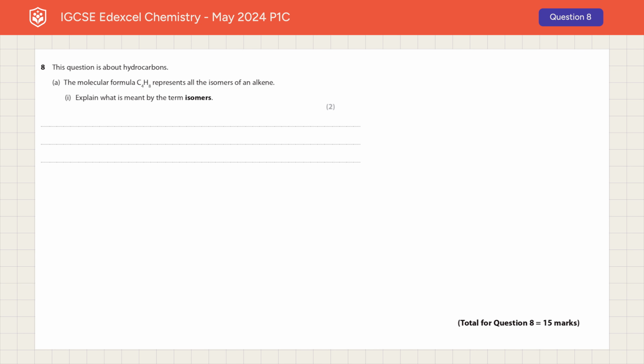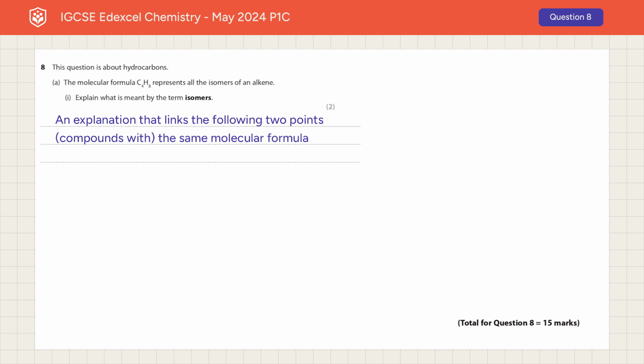Question 8 is all about hydrocarbons, compounds made of just hydrogen and carbon. First up, isomers. What does that mean? Simply put, isomers are different compounds that share the same molecular formula. They have the same number of each type of atom, but their atoms are connected or arranged in completely different ways.